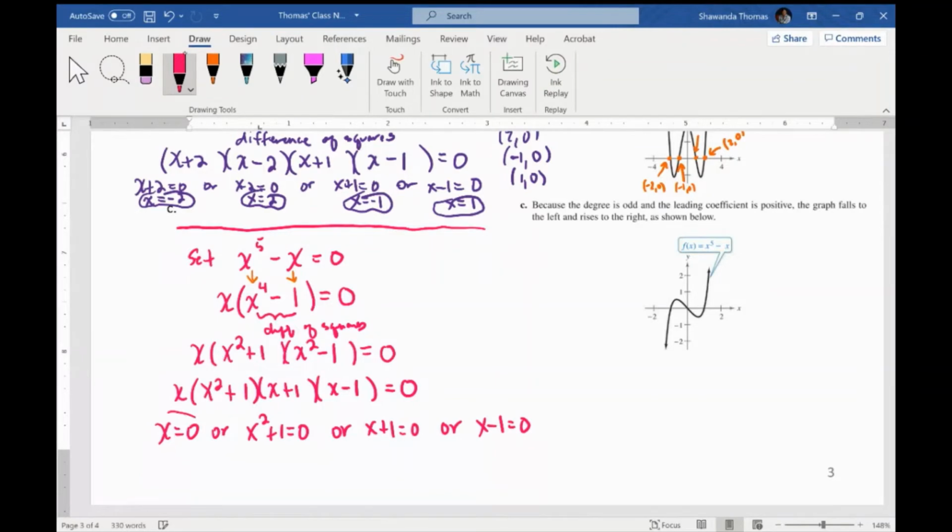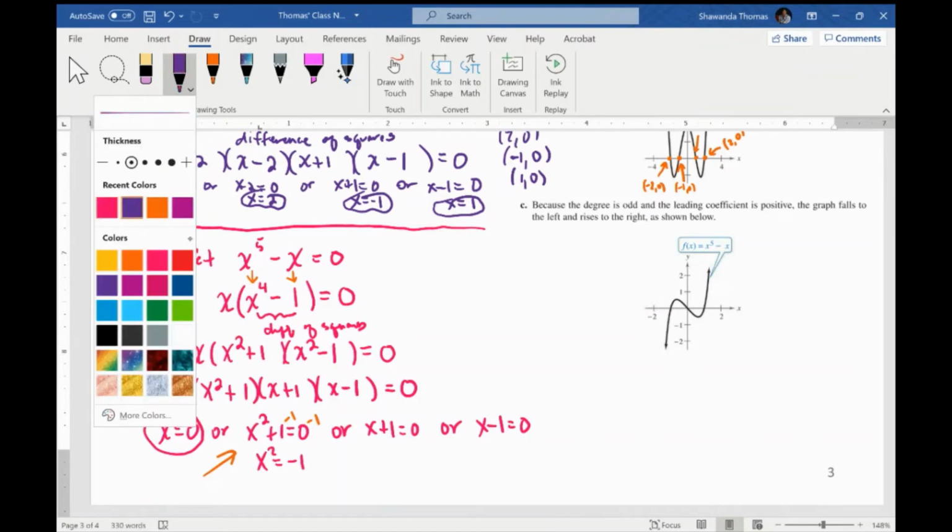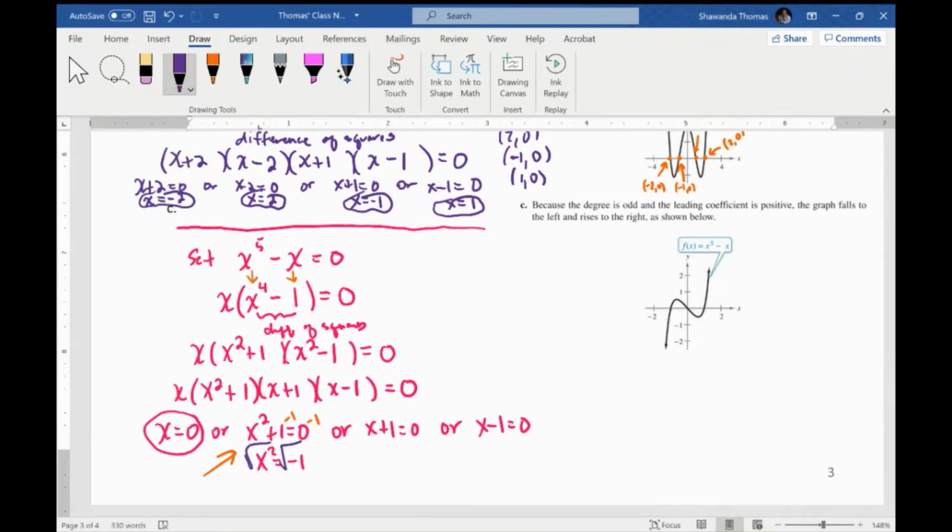All right, so the first one is already done for us. It's already x equals something, 0 in this case. All right, this second one though, this one right here, what would you do first? Subtract 1 from both sides. All right, x squared equals -1. Then what? Take the square root of both sides. And what's the problem here? You have a negative under the radical.